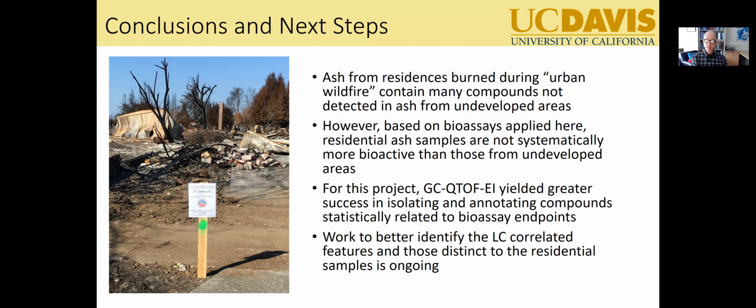I think we can say that in this project, the GC pathway yielded more success in isolating and annotating compounds that were related to the bioassay endpoints. And so for this purpose, it was more successful. For other purposes, it may not be the same result, obviously. And then there's the fundamental question about whether we picked the right bioassays. There are many, many different biological endpoints that might be of concern, and it may be that the ones we selected are not the ones that we most need to worry about. That's the challenge for our toxicologist collaborators, to figure out what the right suite of assays is to apply to these kinds of samples.